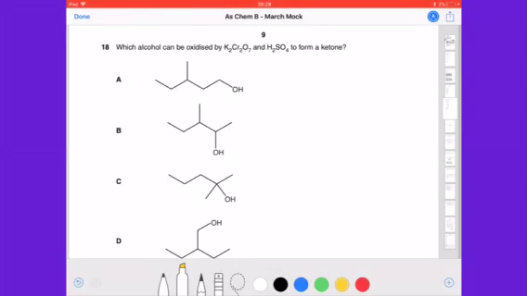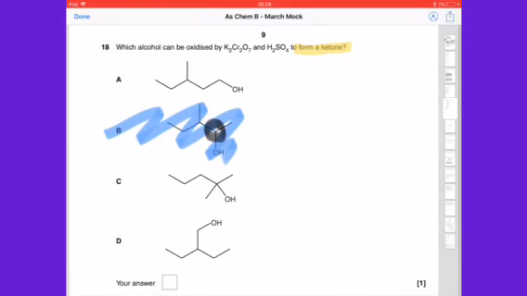Okay, the key part of this question is to identify something that forms a ketone. Immediately what should come to mind is that you can only oxidize a secondary alcohol to become a ketone. And if you look carefully through the structures, there is only one alcohol group that has only two R groups attached to it, and that is B here, because this carbon atom here has only two carbon atoms attached to it. So that immediately proves that that is your secondary alcohol and therefore can form a ketone.